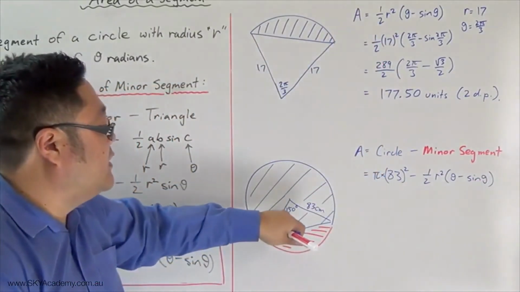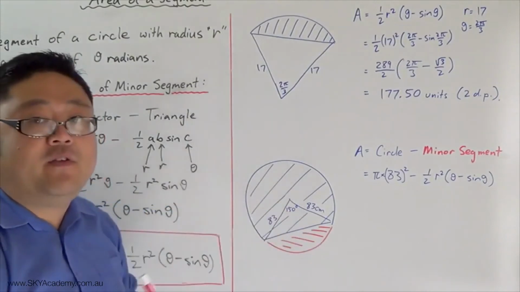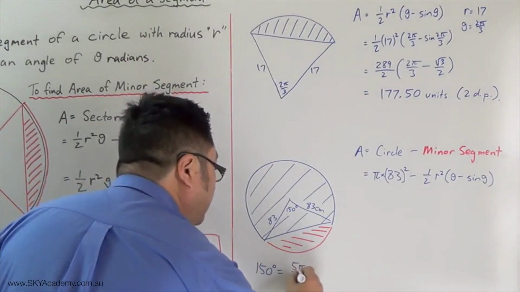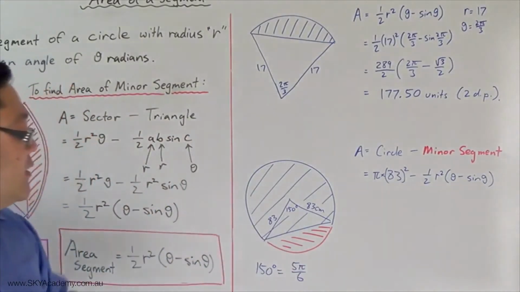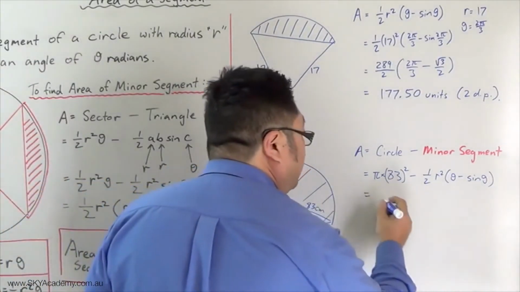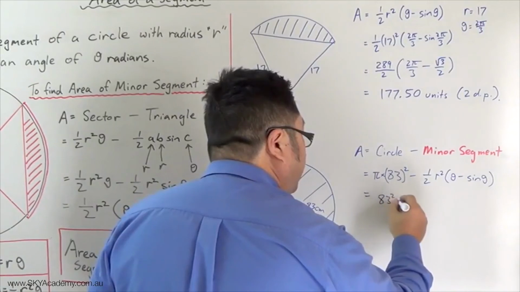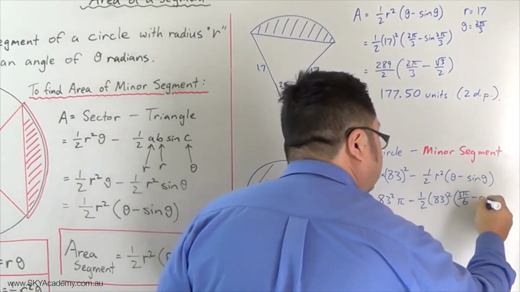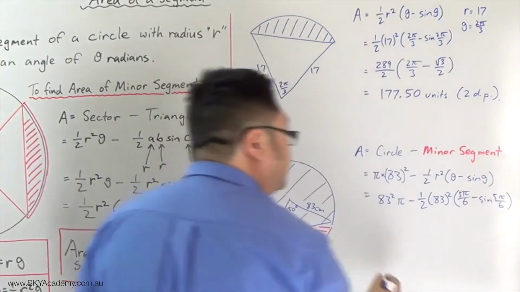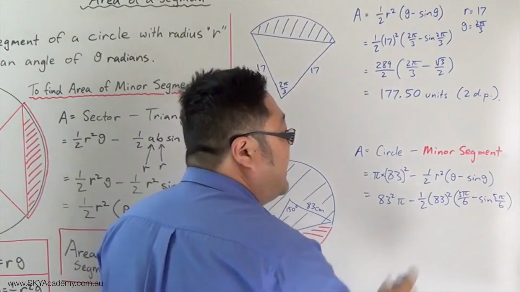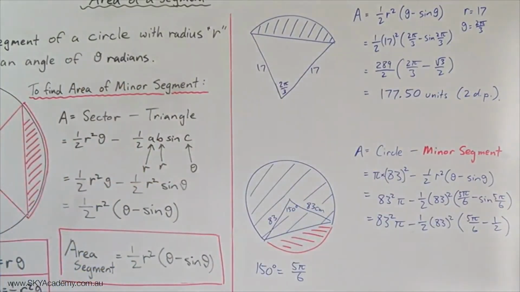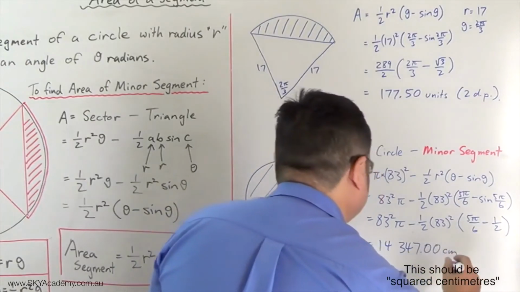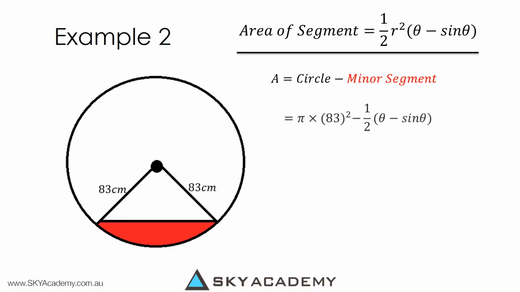Now what I want you to notice is the angle is in degrees, 150 degrees. We have to change 150 degrees into radians first, and then we can substitute into the formula. So it's 83 squared pi minus a half 83 squared times 5 pi on 6 minus sine 5 pi on 6. And the sine of 5 pi on 6 will be a half. So let's work that out on the calculator. 14347.00 centimeters squared, 2 decimal places. So that's correct.